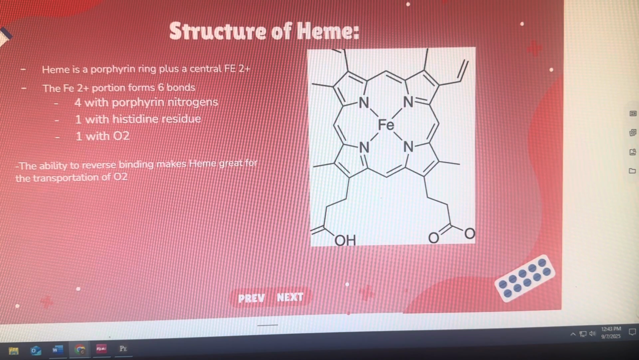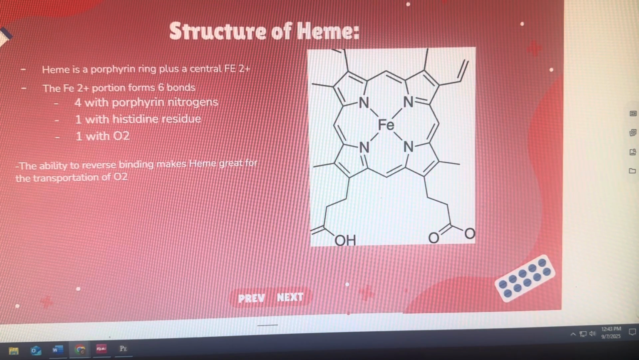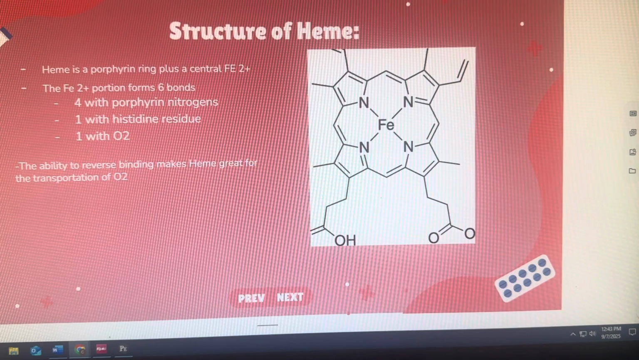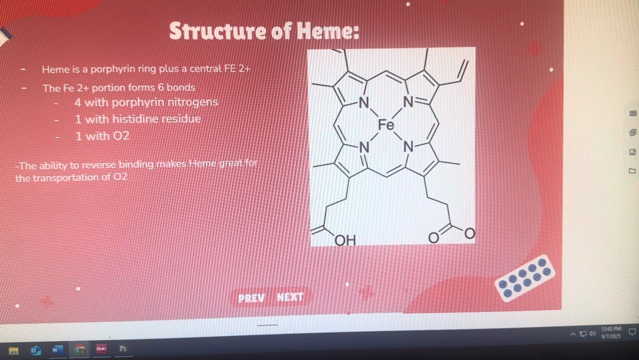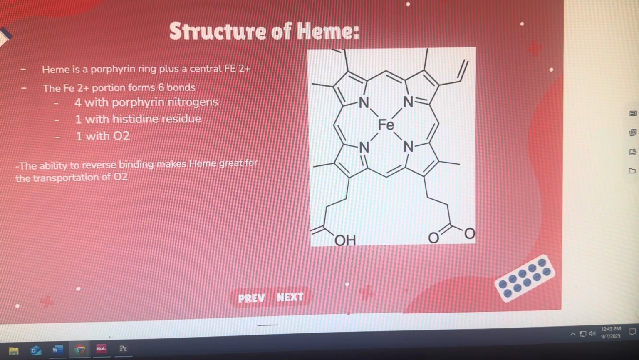Heme is a small but crucial molecule inside hemoglobin that directly binds oxygen. It's made of a porphyrin ring, which is a flat, ring-shaped structure, and its center is an iron ion in the +2 or ferrous state. That iron can make 6 bonds total. 4 of them are locked into place with nitrogen atoms of the porphyrin ring.